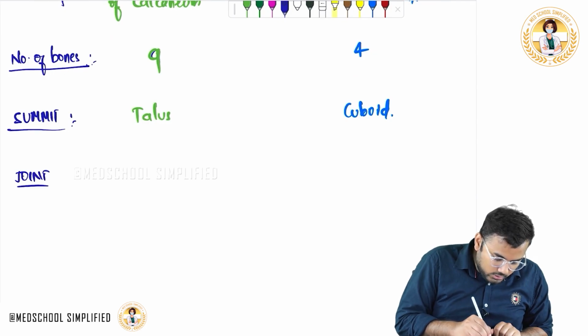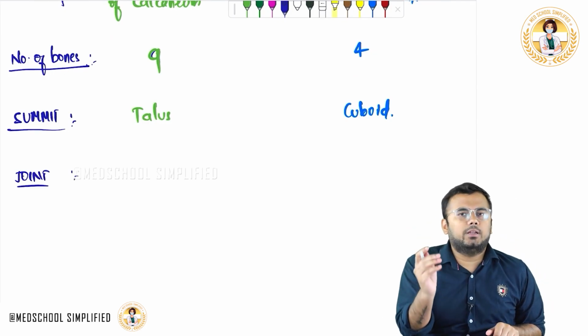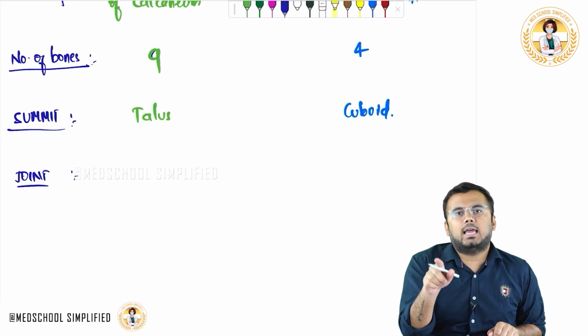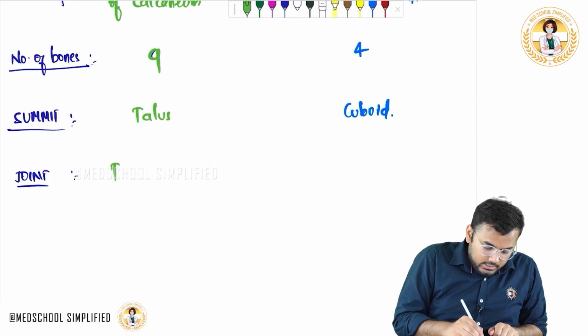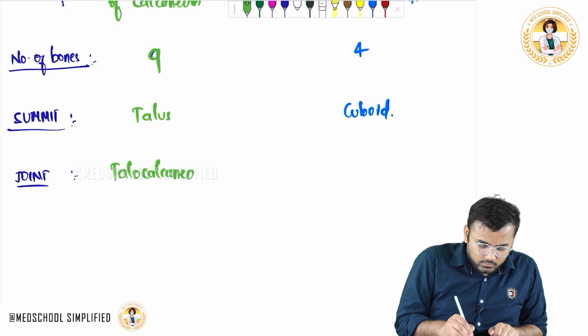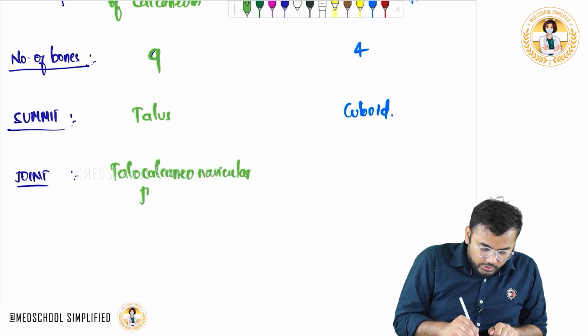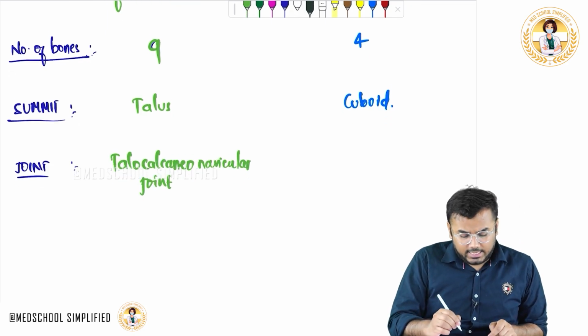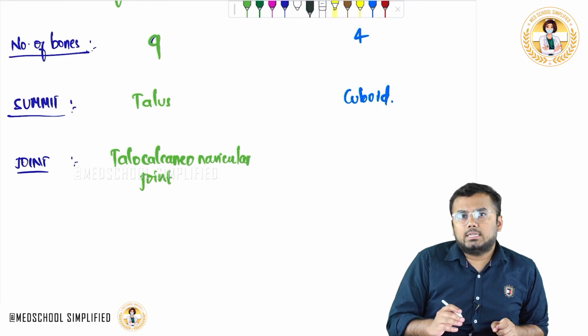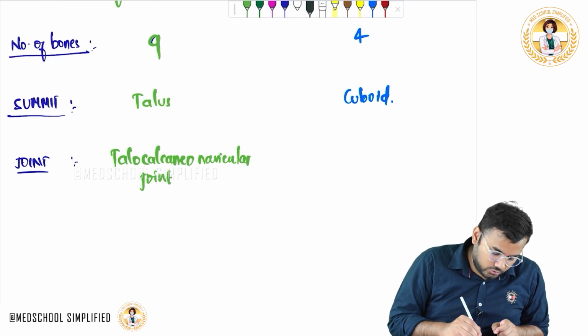And the next important thing is the joint. All of you know that the joint in case of the medial longitudinal arch is between talus, calcaneus as well as navicular, the calcaneonavicular joint. And when I was discussing the topic of joints, I already told you that this calcaneonavicular joint is a type of ball and socket joint.